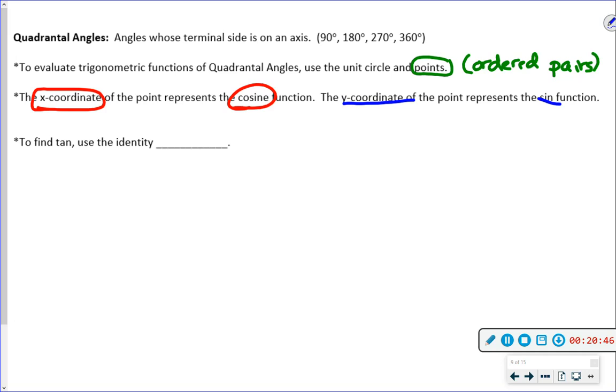Now, we're going to need tangent. Let me grab a yellow sheet. If you look on here, look under the second group, quotient identities. How can you define tangent with sine and cosine? Sine divided by cosine, so that's what we're going to use. Jason, I'm going to leave that one up for you. Okay, so sine over cosine.